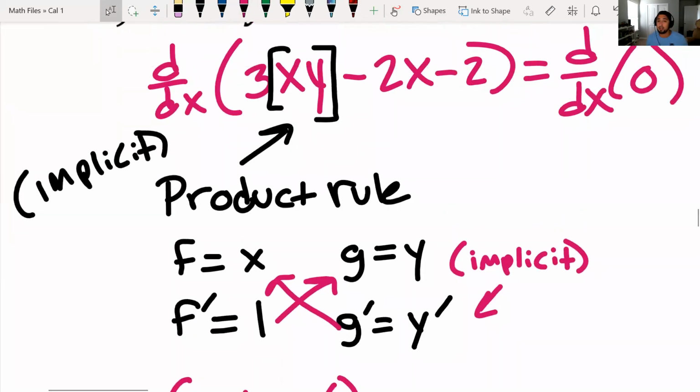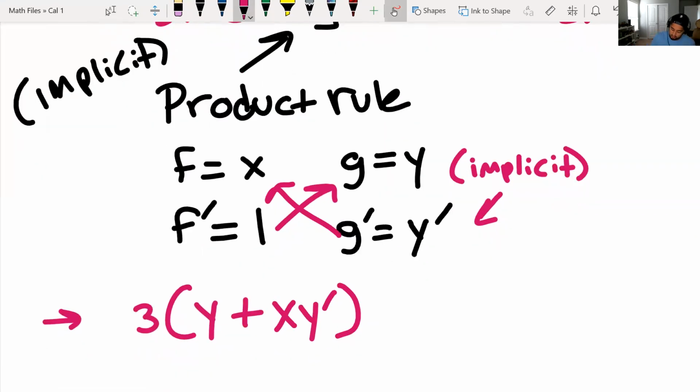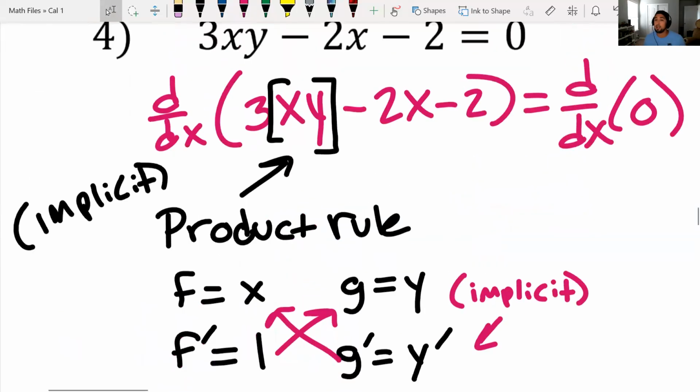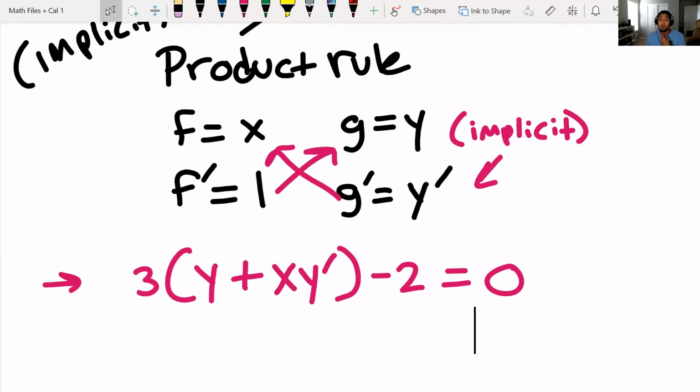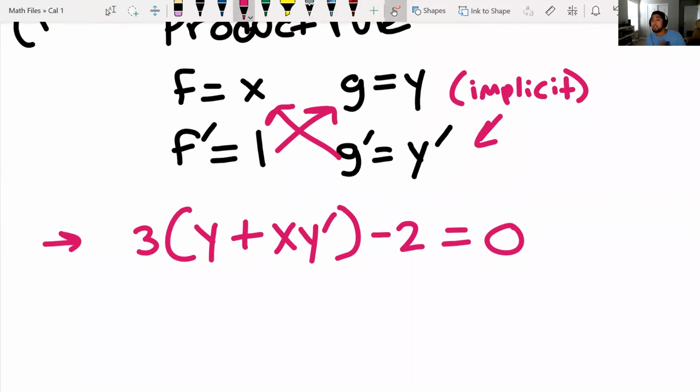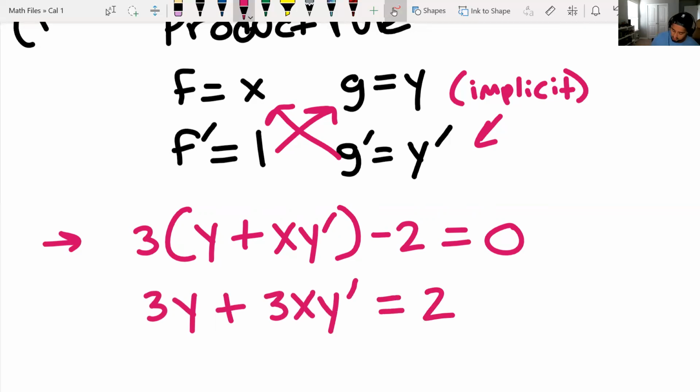I have the derivative of negative 2x, which is negative 2. And everything else will be 0, right? The derivative of negative 2 is 0, derivative of 0 is still 0. Okay, now remember what we're solving for. We are solving for y prime. So what I'm going to do here is add the 2 over and distribute the 3. 3y plus 3xy prime equal to 2.